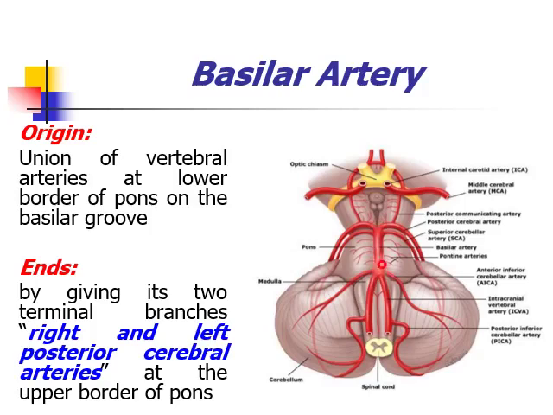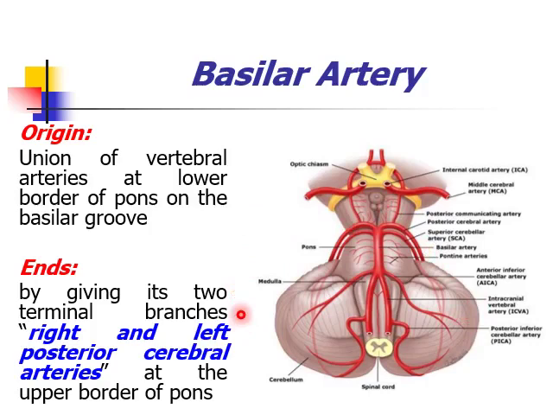So the basilar artery is formed by the union of the vertebral arteries at the lower part of the pons and completes its path just in front of the pons in a groove present in the midline. This is called the basilar groove, and this basilar artery ends by dividing into two terminal divisions that are called the posterior cerebral arteries.